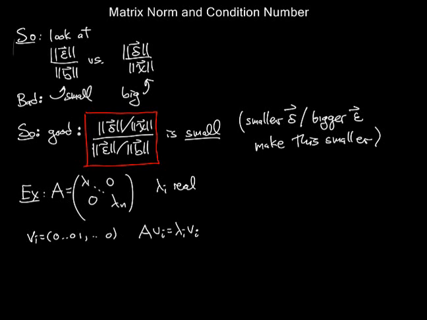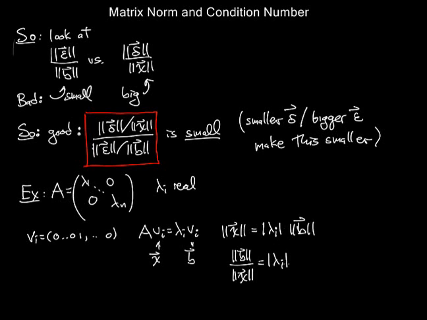Well, this is the original equation. v_i is playing the role of x, and b over here. And so what I see is that the length of x is equal to the absolute value of lambda times the length of b. So that is to say, the length of b over the length of x is the absolute value of lambda. So the size of lambda is what's important here.